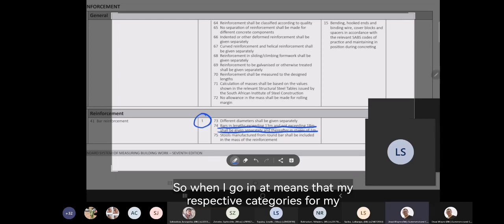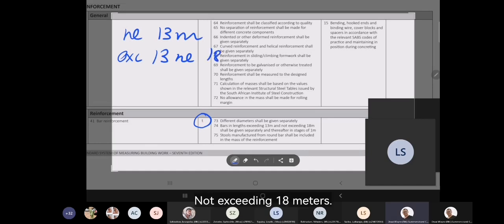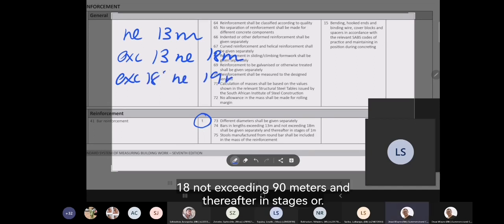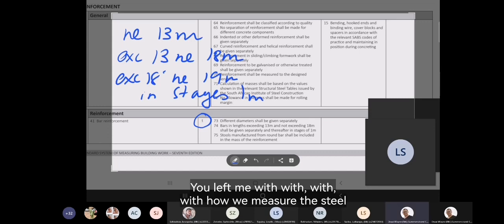So when I go in, it means that my respective categories for my steel would be not exceeding 13 meters, exceeding 13, not exceeding 18 meters, and thereafter it would be exceeding 18, not exceeding 19 meters, and thereafter in stages of 1 meter. You with me with how we measure the steel reinforcement?